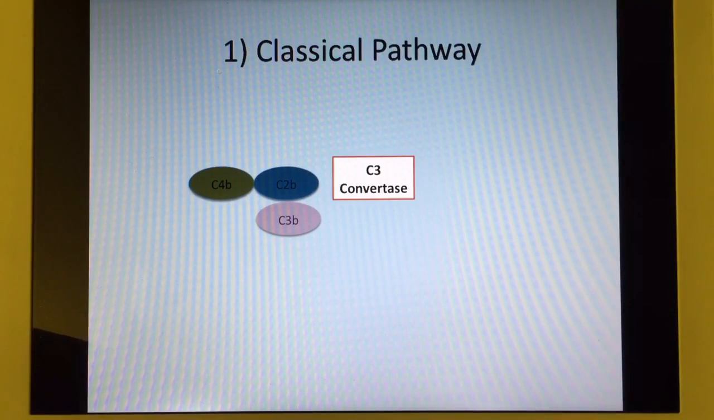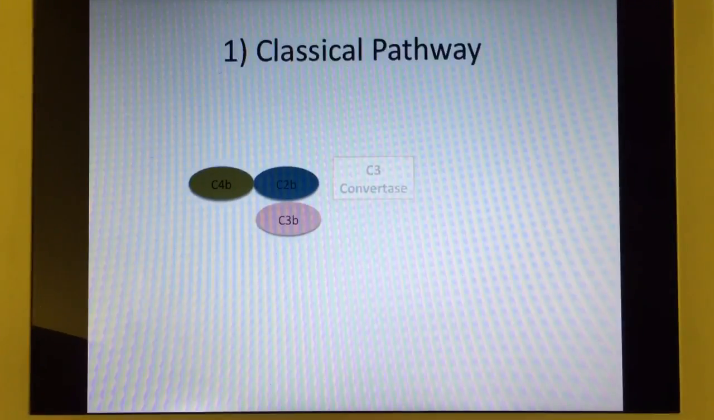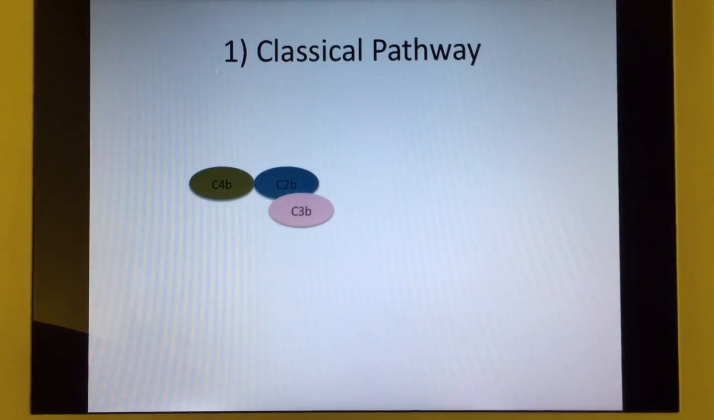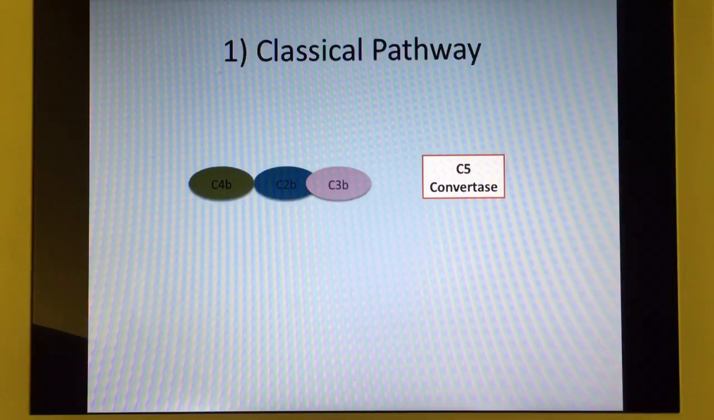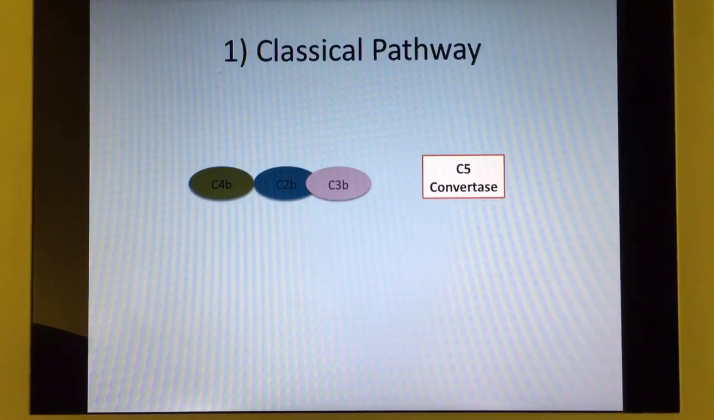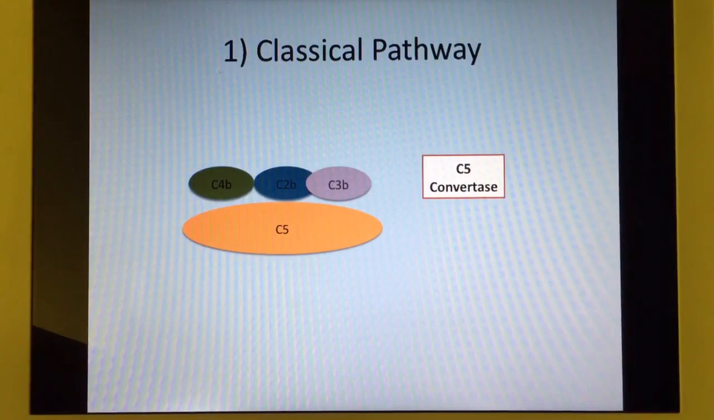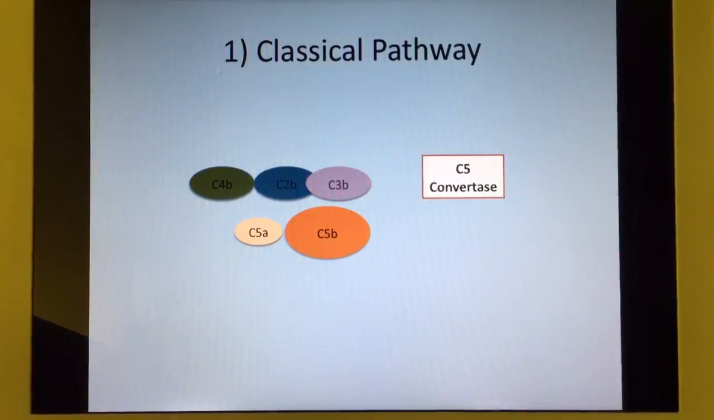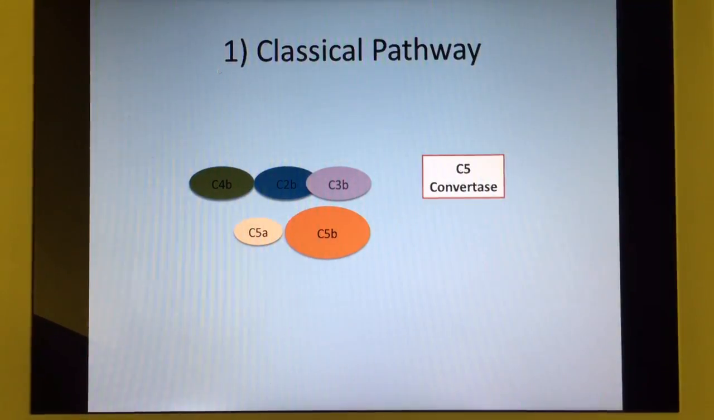C3a initiates a local inflammatory response, while C3b combines with C4b and C2b to form C4b2b3b, which is a C5 convertase. The C5 convertase cleaves C5 into C5a, which is a peptide mediator for inflammation, and C5b, which initiates the late events of complement activation.